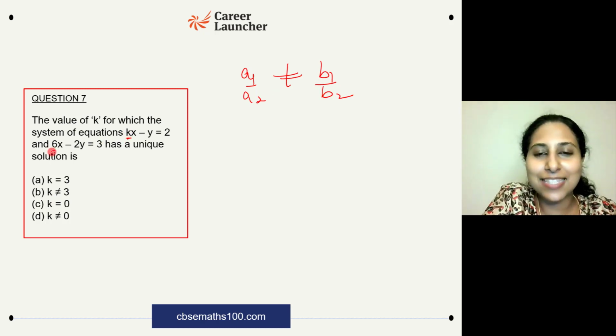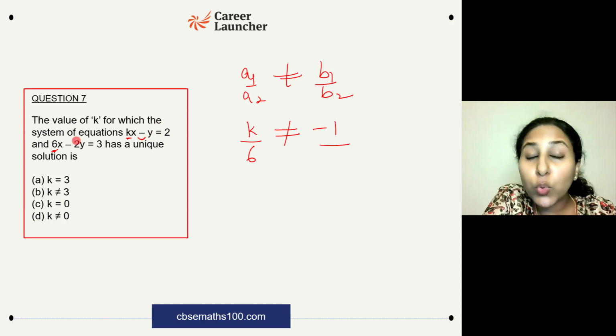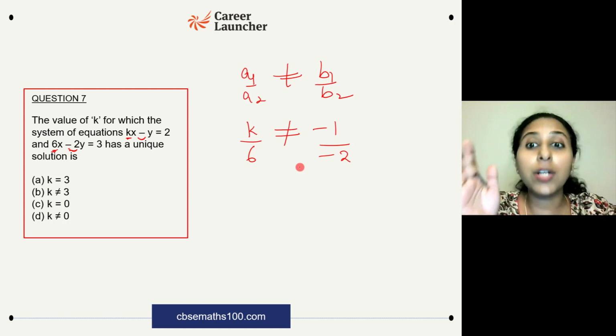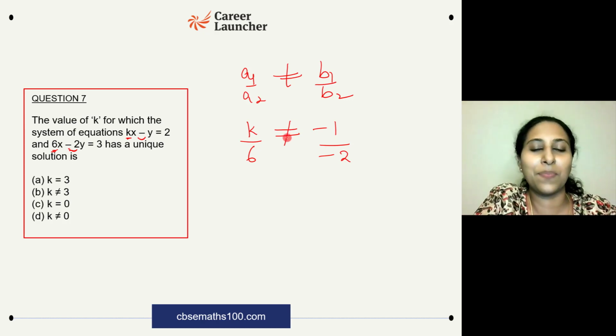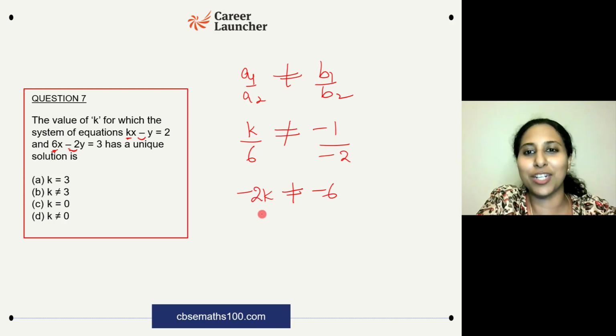Which are the x coefficients here? We are having k and 6. K by 6 must not be equal to B1 by B2. What's B1? B1 is the coefficient of y here, which is minus 1. And B2 is the coefficient of y in the second case, which is minus 2. So the condition is k by 6 not equal to minus 1 by minus 2. Please retain this not equal to sign. You get minus 2k should not be equal to minus 6.